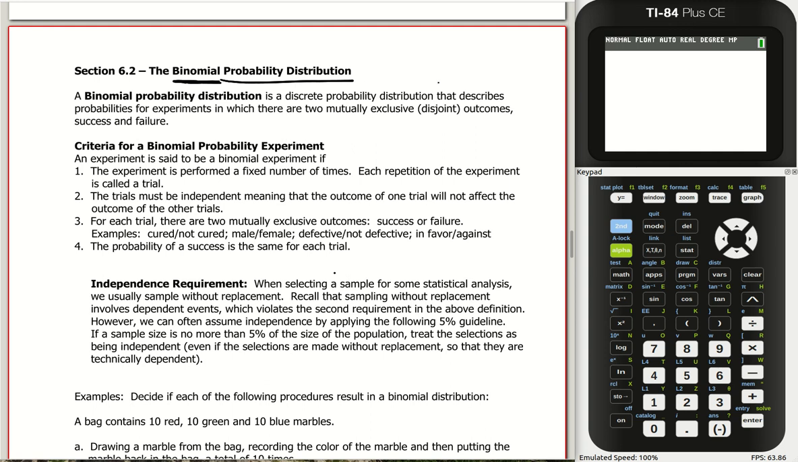Binomial, all that it means, as you see in the definition here, is a discrete probability distribution, so that's what we've been dealing with, that describes probabilities when there are two outcomes. We've got some specific jargon here called mutually exclusive. If you remember what that means, these two outcomes can't happen at the same time. And there are two of them, so that's the bi part of binomial. There are two possible outcomes for the variable. These are sometimes called success and failure.